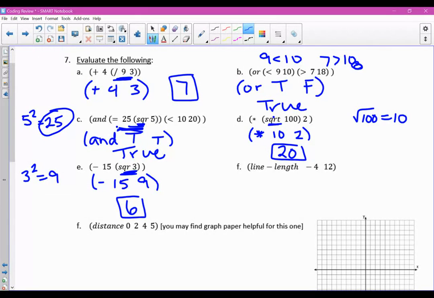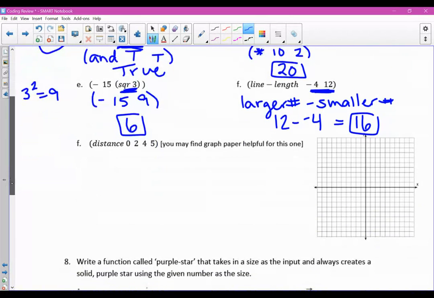All right, line length. This is asking us how far apart these two numbers are. Find the distance. And remember, when we're finding the distance, we want to take the larger number first. So we're going to do larger number minus smaller number. So this is going to be 12 minus negative 4, which is 12 plus 4, because of the double negative there. So this is 16.